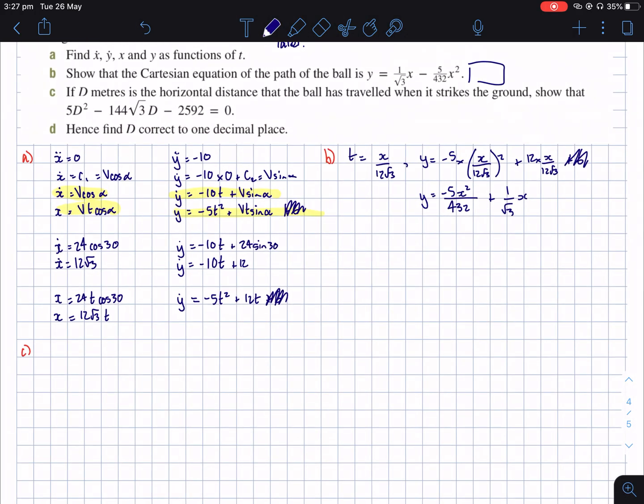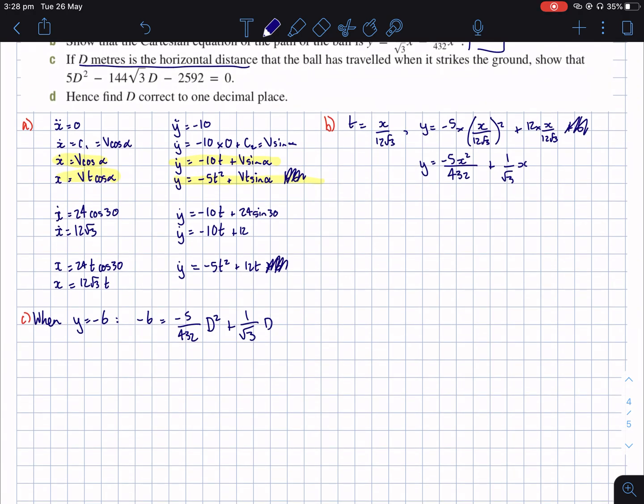I keep thinking way too much like physics. D meters is the horizontal distance it's traveled when it strikes the ground. Show that so when it strikes the ground, y is minus 6. Okay, this is where we deal with that. So we've got minus 6 equals negative 5 on 432 d squared. Like instead of x squared, they're letting d be the horizontal distance. D squared plus 1 on root 3d. Okay, I'm going to multiply everything by 432.